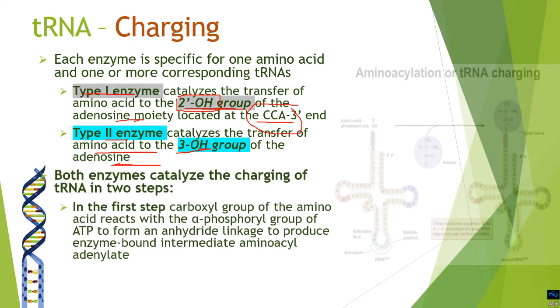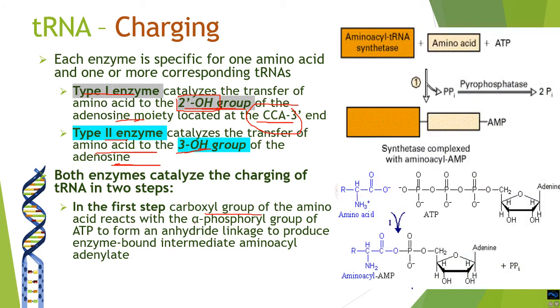However, the kinetics of both remain the same, and it is a two-step process. In the first step, the carboxyl group of the amino acid reacts with the alpha phosphate of the ATP and makes an anhydride linkage, which produces the enzyme-bound intermediate called aminoacyl adenylate. When the aminoacyl adenylate is formed, this charges the amino acid for the further reaction.